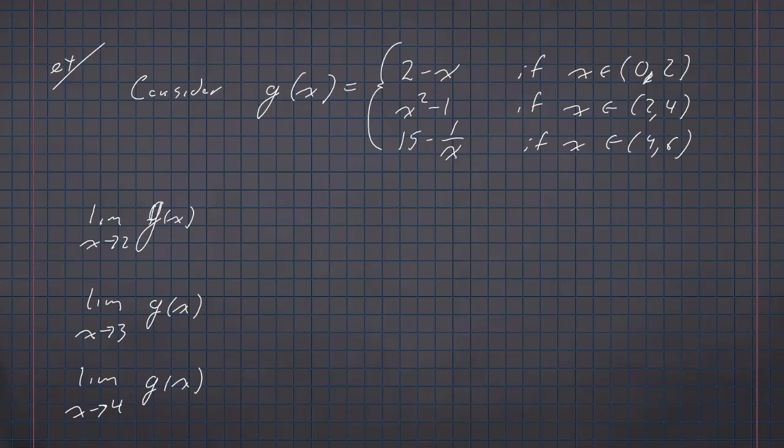Looking at this function, I would like you to find the limit as x goes to 2 of g of x, the limit as x goes to 3 of g of x, and the limit as x goes to 4 of g of x. Notice that all of those intervals are open intervals, so there are some points where this function is not defined. Limits tend to not worry about those sorts of things. Take a few minutes, see where you can get to with this one, write out your solutions, and I'll see you in the next video.